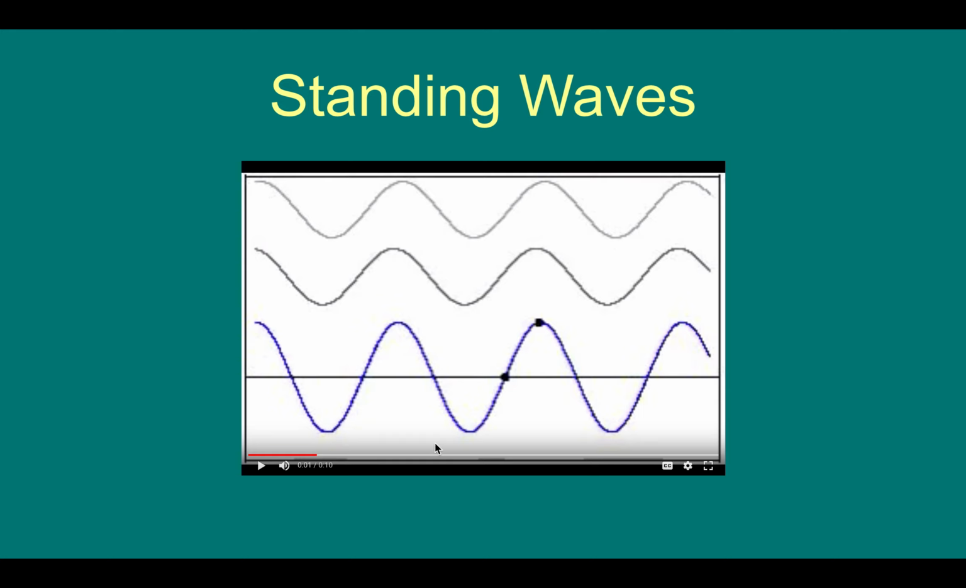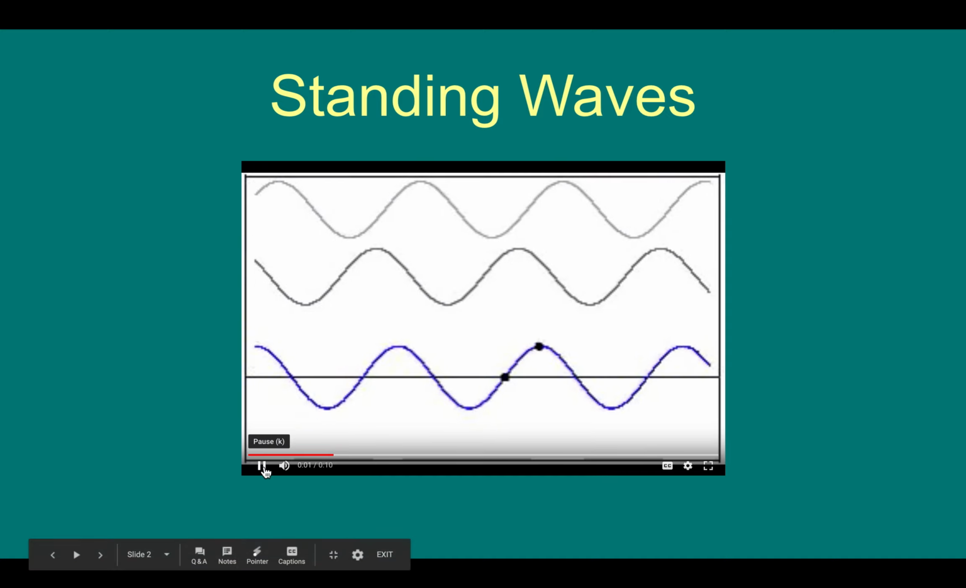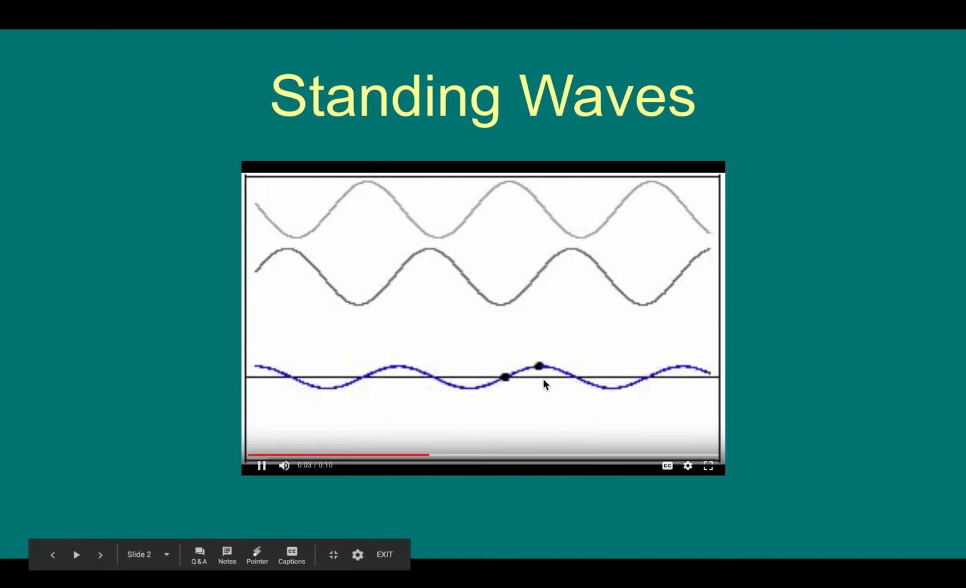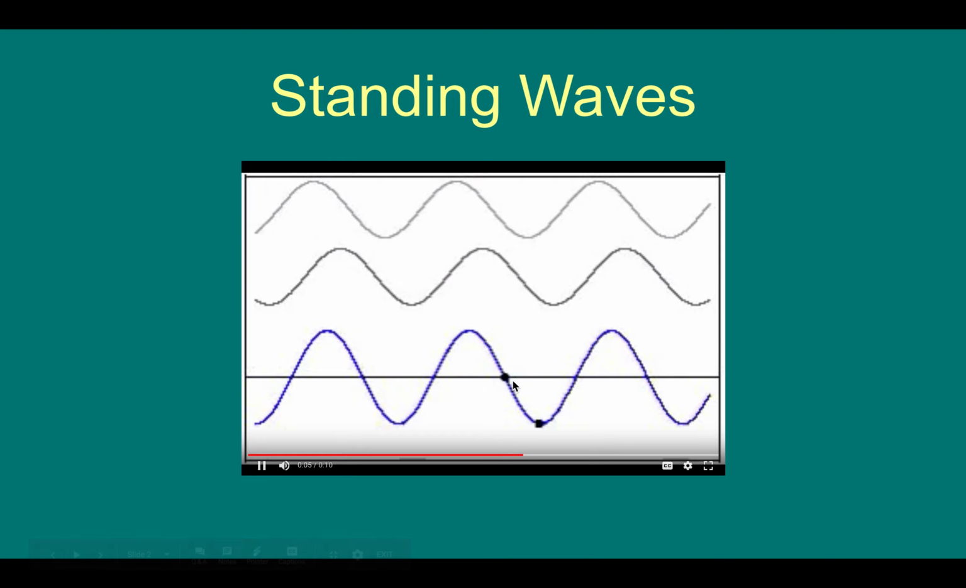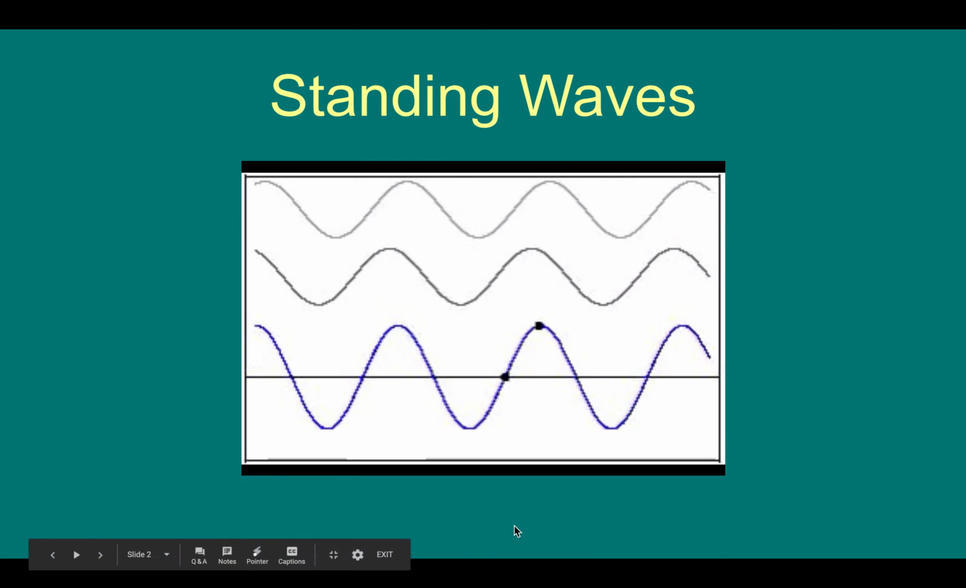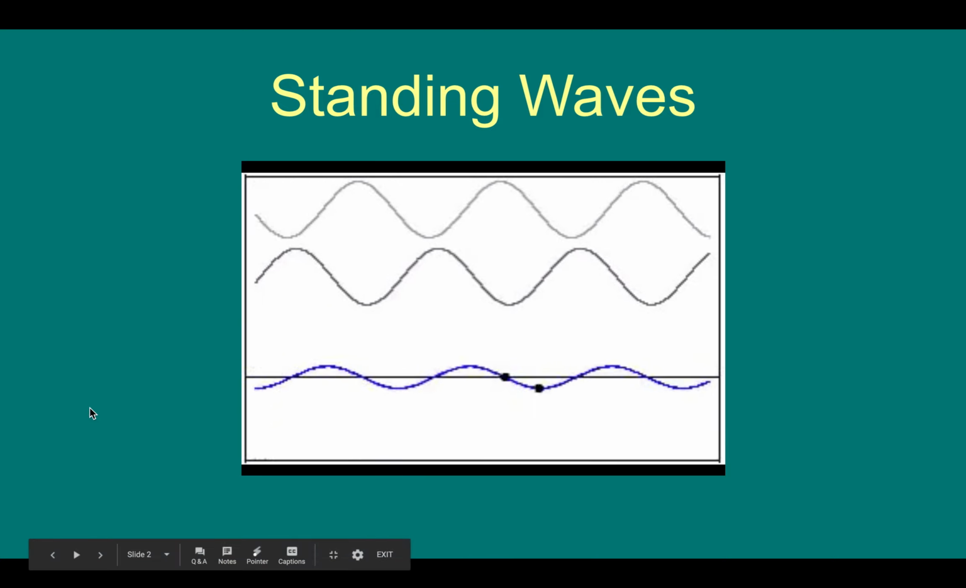But there are particular points called nodes that never move, that are always destructive, and antinodes, where we have maximum oscillation. Here we can see an antinode oscillating up and down, and a node where there's no movement at all. So this is the standing wave.